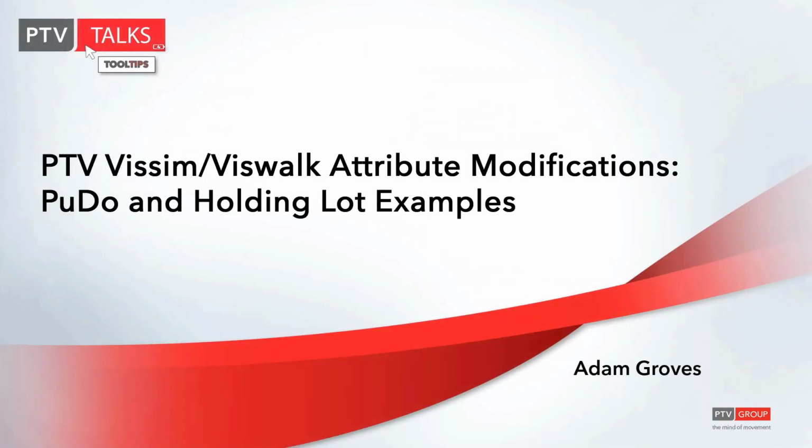So Adam Groves, I'm going to pass it over to him. He has a couple examples about how to use attribute modifications for various things, like pickup drop off, as well as a holding lot example. So Adam, take it away. All right, thank you, Levi. I'll just make myself presenter here.